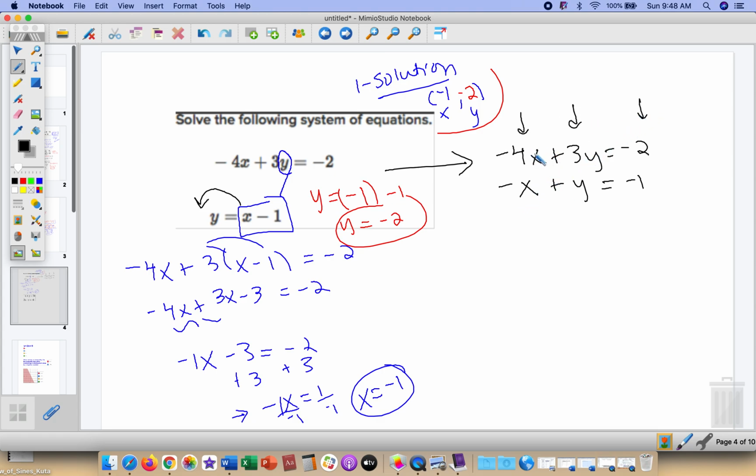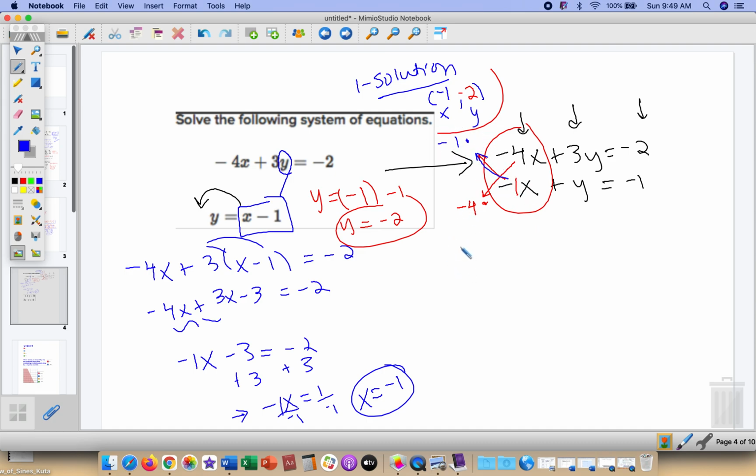Now right now, neither the x or the y's would cancel by adding or subtracting. So I need to make them cancel. I need to help them eliminate. So if I choose to eliminate x, what I told you guys to do is, you can think about it, it's not really cross multiplying, but you multiply the opposite row by the coefficient of the other row. So I can multiply the bottom by negative 4, and I can multiply the top by negative 1, right?